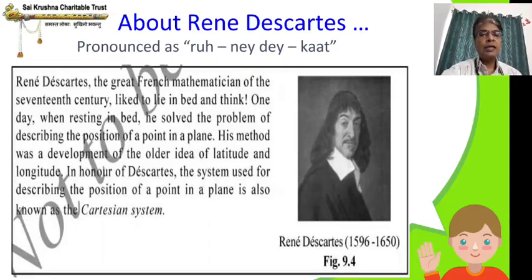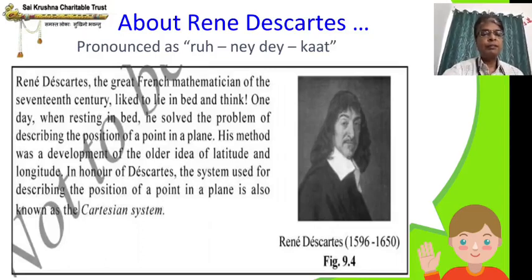In honor of Descartes, the system used for describing the position of a point in a plane is also known as the Cartesian system. If you leave the first three letters, CARTES, you can see the same CARTES in the name of the system. So coordinate geometry is also called the Cartesian system. We will see further in the next page onwards.